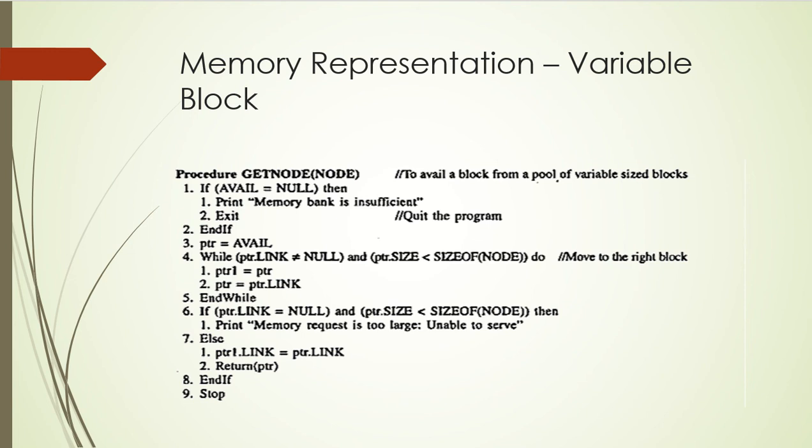Else you would have come out of the while loop at step number 4 because ptr size is equal to or greater than size of node. Either the size of ptr is greater or equal to the size of the node. In that case, you have to allocate that node to the requesting program, which means you are going to delete a node from a particular position in the memory bank.